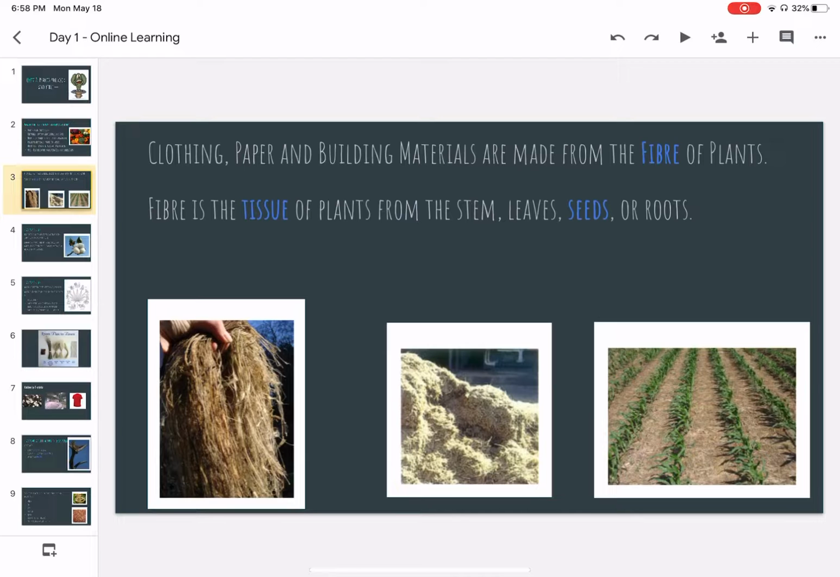So a fiber is using a part of the plant to essentially build something or to make something, whether it's making energy or a different product, it's not eating it. Okay, so fiber is using a plant for something other than food. Okay, so the fibers are the tissue of the plants that come from the stems, leaves, seeds, or roots.